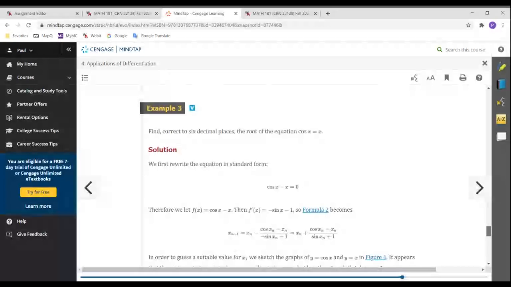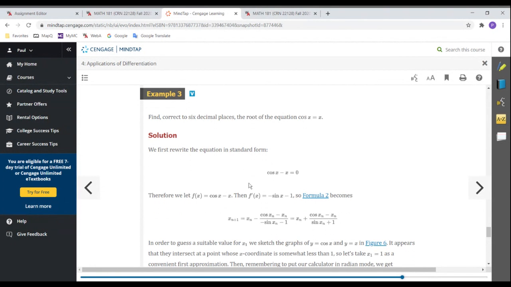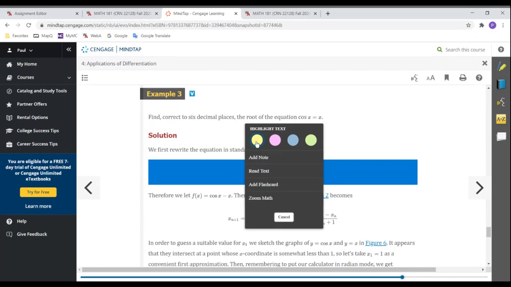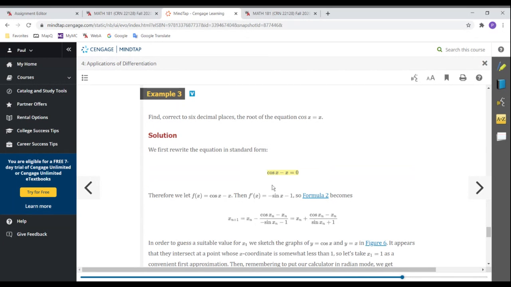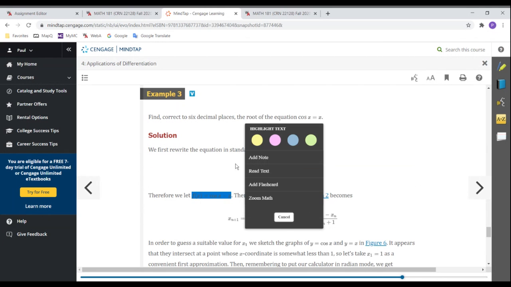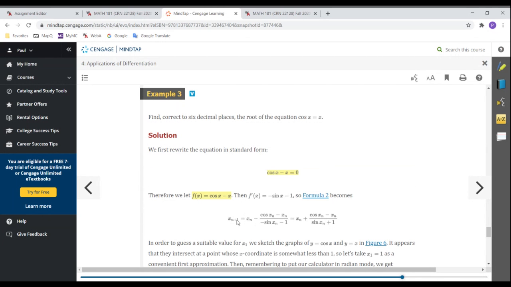Example 3: find, correct to 6 decimal places, the root of the equation cosine of x equals x. Well, what you're going to do for this is write cosine of x equals x as cosine of x minus x equals 0. Because then you're finding the roots of that equation, and that would correspond to the zeros of the function f of x equals cosine of x minus x. But we often say roots of the polynomial too.